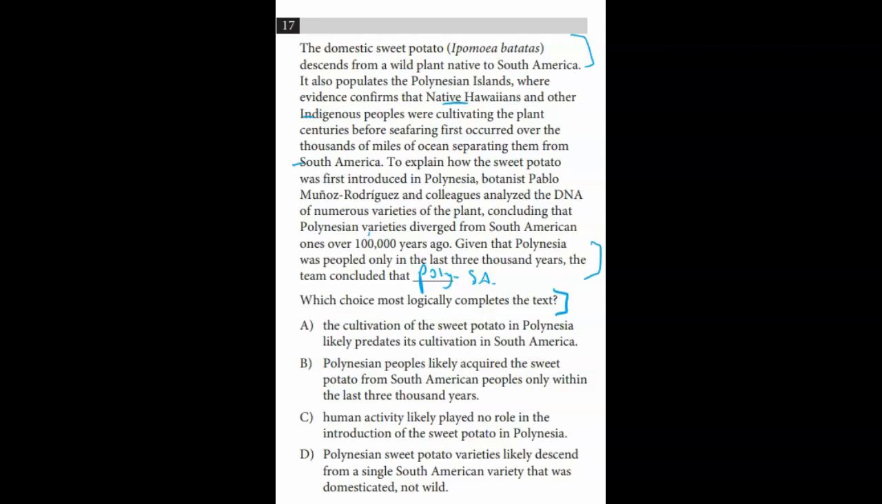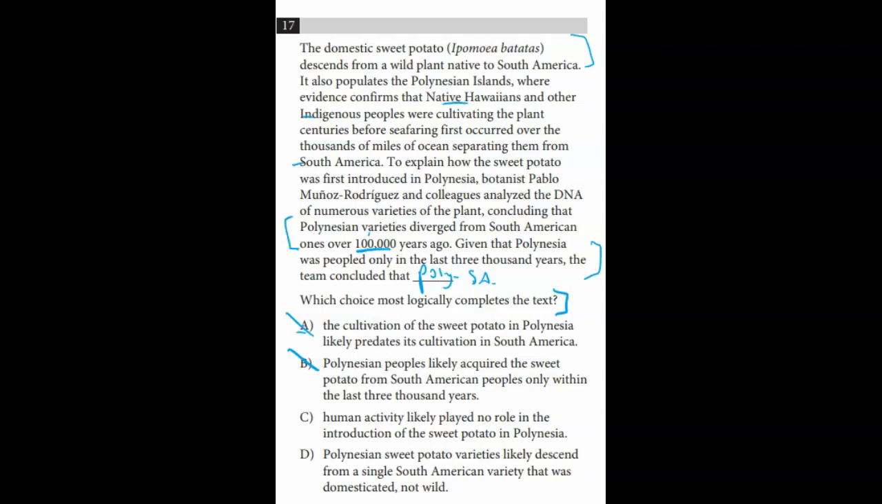But the cultivation of the sweet potato in Polynesia likely predates its cultivation in South America. I don't think that's true because, yeah, Polynesia only existed the last 3,000 years. So I don't think that's true. Polynesian people likely acquired the sweet potato from South American people only within the last 3,000 years. No, because it's mentioned how it's existed for over 100,000 years.